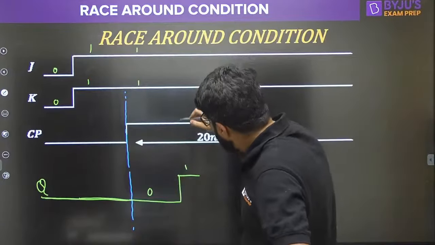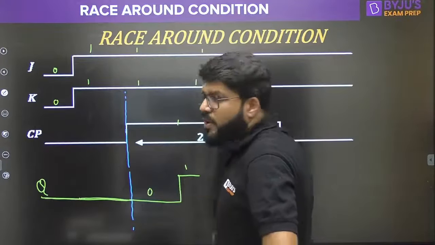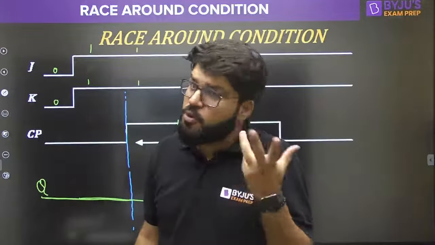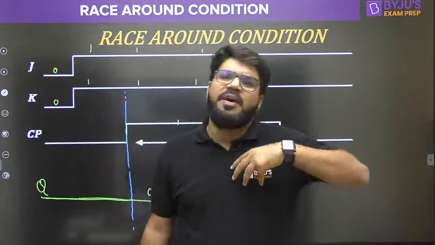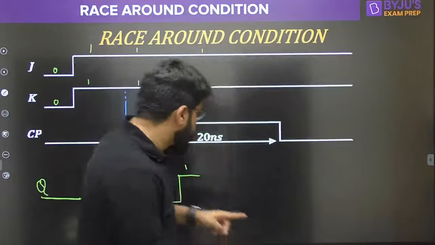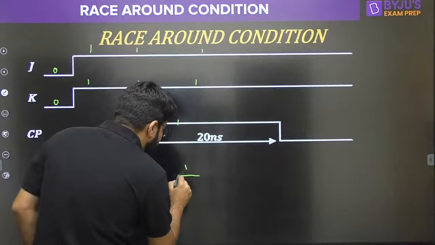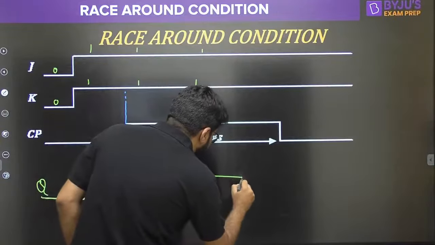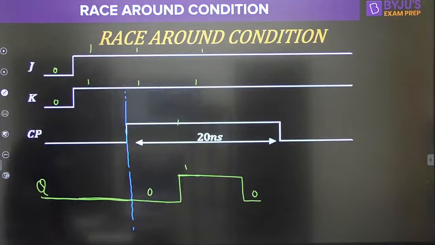Now look at this point of time. Here also the input is 1 1, and J K 1 1 means the output should again toggle. Because the inputs are again ready, there will be one more output, that is again the toggled output. So what is the toggle of 1? 0. So now the latch will again toggle and it will be converted to 0.